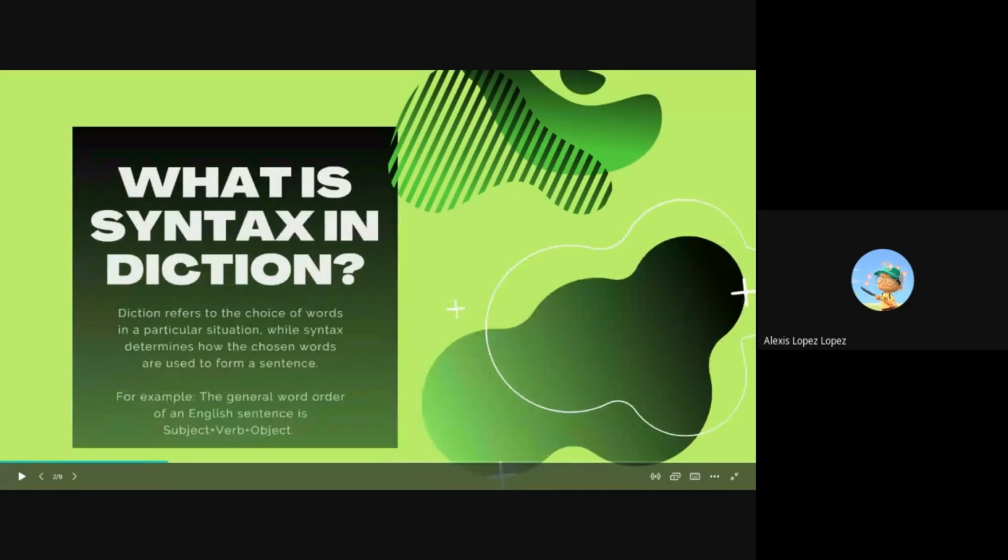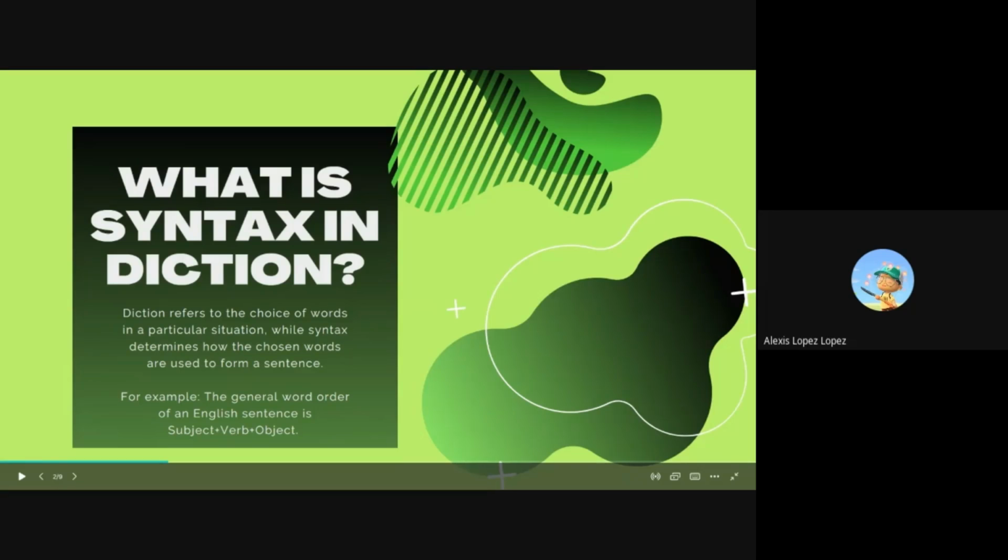Okay, what is syntax and diction? Diction refers to the choice of words in a particular situation, while syntax determines how the chosen words are used to form a sentence. Diction would be the overall written composition, and the syntax would be the more individual parts of the overall composition.